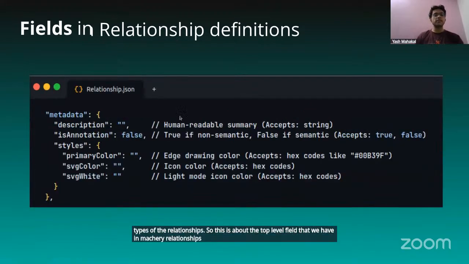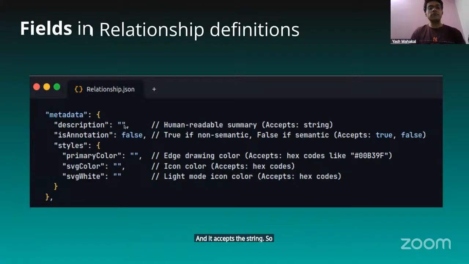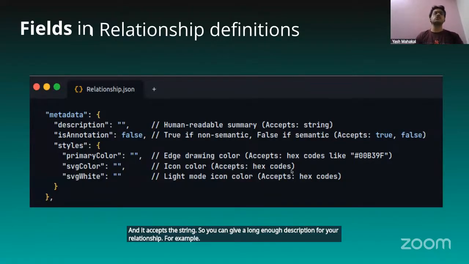Talking about the next field, it is metadata. Metadata is for the user experience, or for actually identifying the relationships. In metadata, there is a field called description. It is a human readable summary and it accepts a string. So you can give a long enough description for your relationship. For example, if you are creating a relationship between a pod and deployment, you should be stating what kind of relationship it is, what it will be doing, or how it can be useful. So this is for the description field.